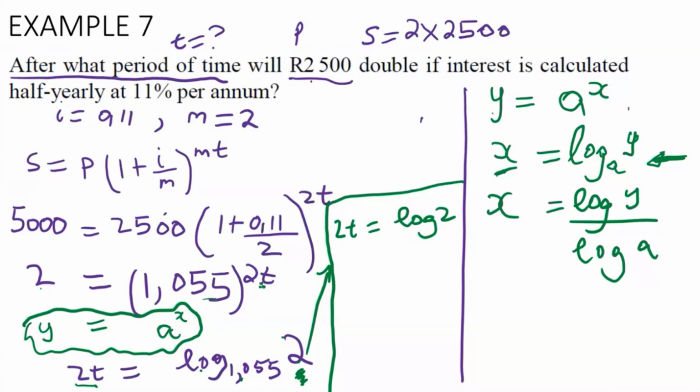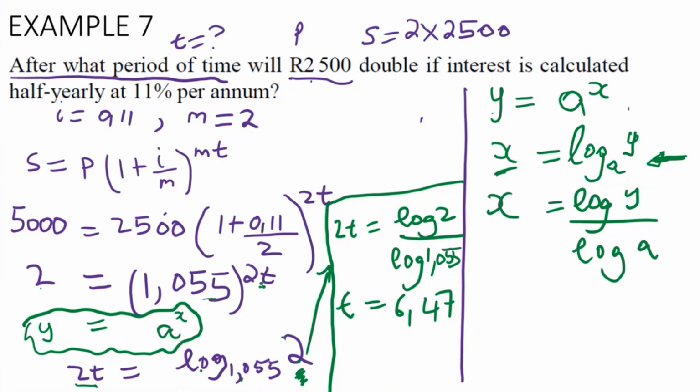Okay. So you change the base. This is going to be a log of 1.055. Now your calculator can handle this. You can plug this into your calculator as a fraction, log 2 divided by log of 1.055, and then after you get that answer, you divide it by 2. So your t becomes 6.47. So you take your calculator.